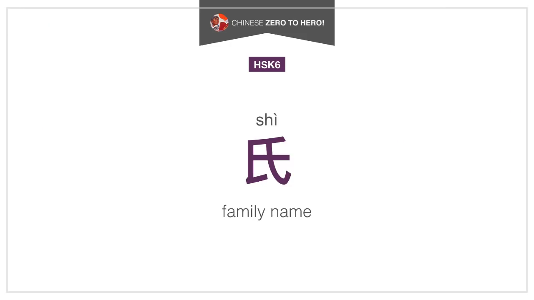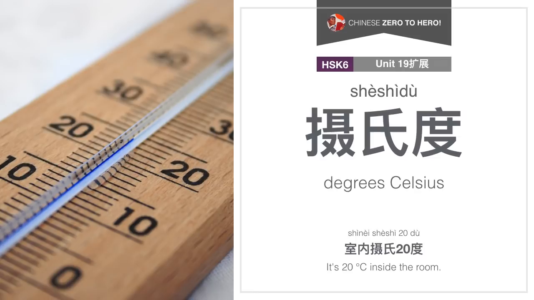And 氏, written like this, means a family name. In HSK 6, we learned the word 摄氏度. It means degrees Celsius. We know that 度 means degree. And 摄氏 means someone with a family name 摄. This is referring to the Swedish astronomer Anders Celsius. Because this unit is based on his name, that's why we call it 摄氏度, degrees Celsius. 室内摄氏20度. It's 20 degrees Celsius inside the room.